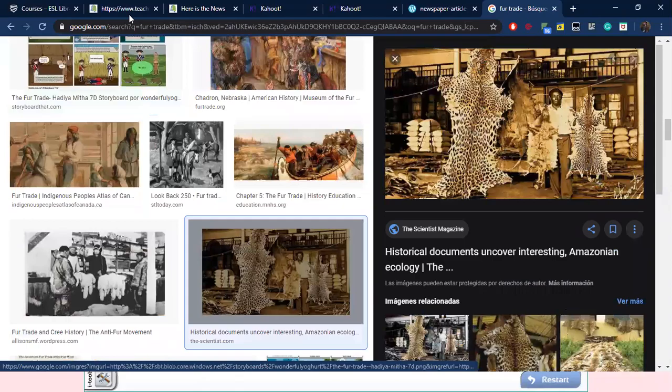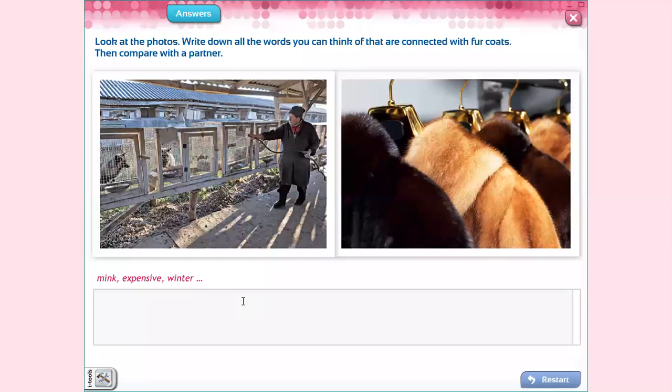So what kind of animals do you think they obtain furs from? What kind of animals? Apart from minks, what other animals can you get the fur from? Miss Pineda, Miss Tania. Daniel? Daniel, well, I lost Daniel. Catarrojas, what do you think? What kind of animals do they sacrifice to remove their furs? Ay, profe, no entiendo.